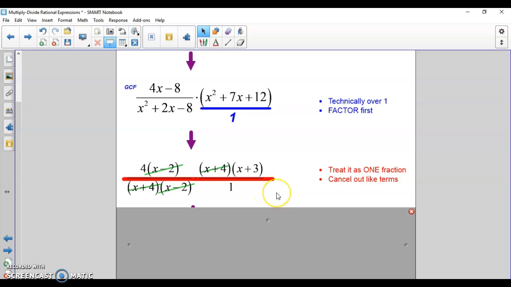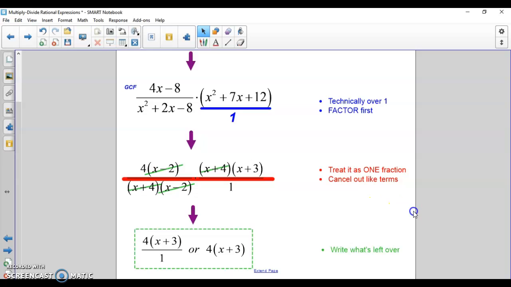Alright. We look at what we're left with here. We have a 4 out front. We have an x plus 3 on top, and we have a 1 on the bottom. That's all we have left over. So you can write it as I just said, 4 times x plus 3 over 1. But we know when the 1's on the bottom, I don't necessarily need it, so you could just write 4 times x plus 3.